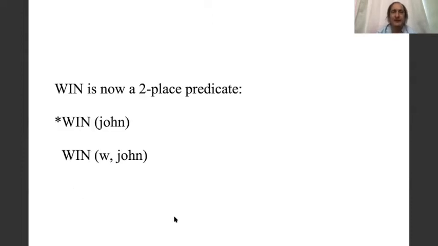Right, so this is what I mentioned earlier. "Win" is now a two-place predicate. So we can no longer say things like "win John." That's no longer a well-formed expression because we have a two-place predicate with only one argument. Instead, we need things of the form "win W John."